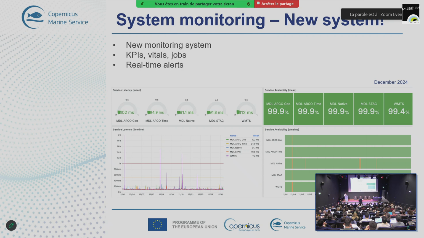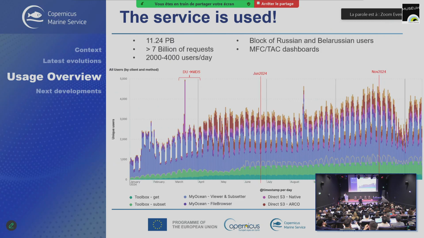And of course, something that was already in place, but we are always working to improve, the real-time alerts. So if something happens, we are automatically and instantaneously alerted. The system is working and the service is used, which is good news. For the last year, we are talking about more than 11 petabytes of data. This is the whole catalog. We had more than 7 billion requests, and around 2,000 to 4,000 users per day. As I say, this is the whole catalog.